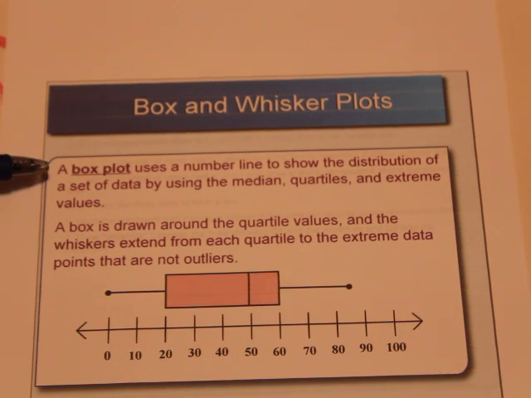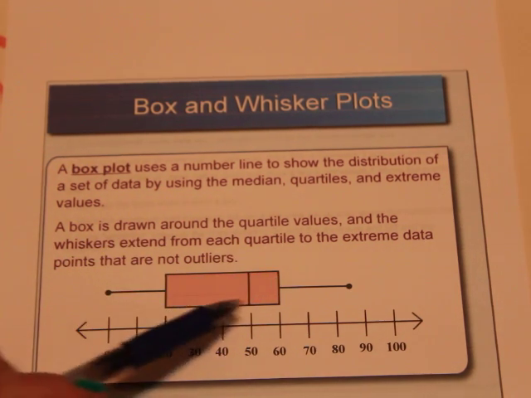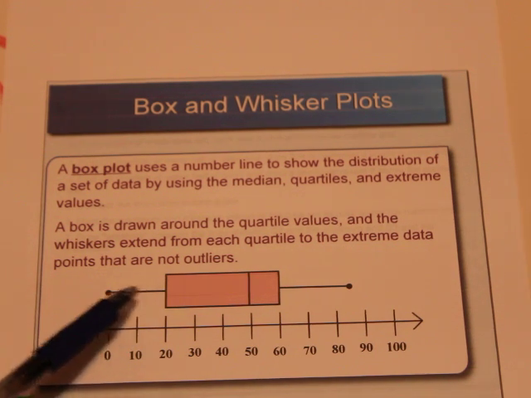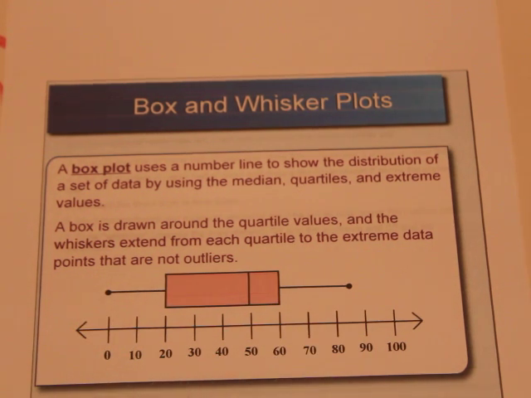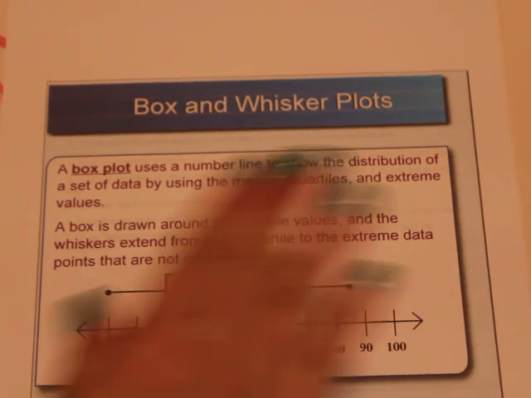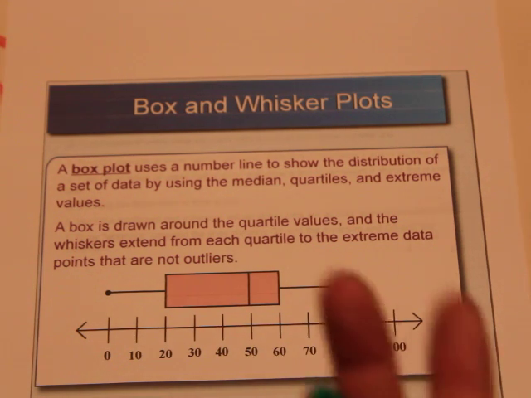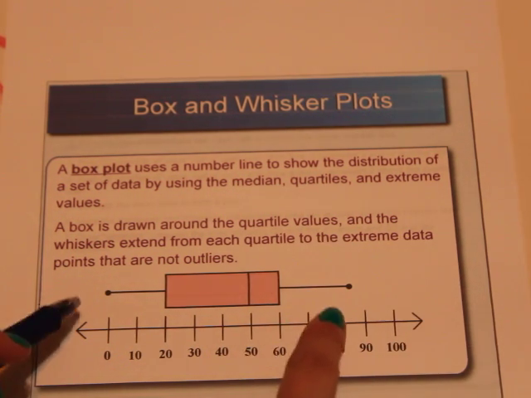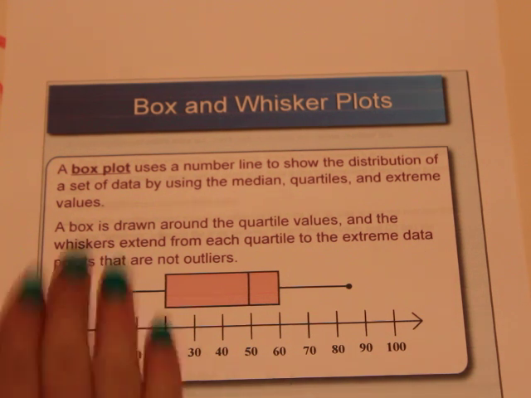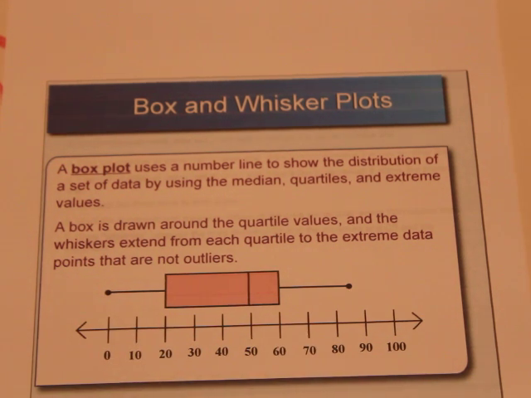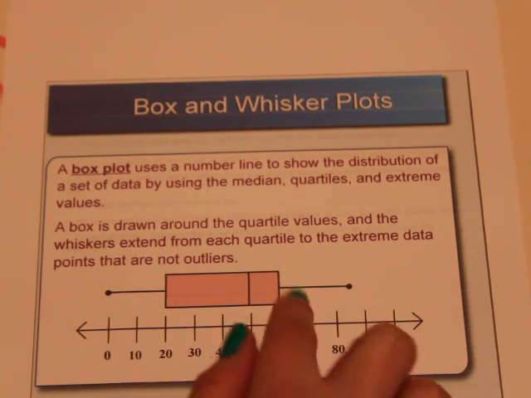It says a box plot uses a number line to show the distribution of a set of data by using the median, quartiles, and extreme values. A box is drawn around the quartile values, and the whiskers extend from each quartile to the extreme data points that are not outliers. So all that stuff we learned about median, Q1, Q3, and then looking at our maximum and minimum, this is what it looks like when we graph it. And they're called a box and whiskers plot.